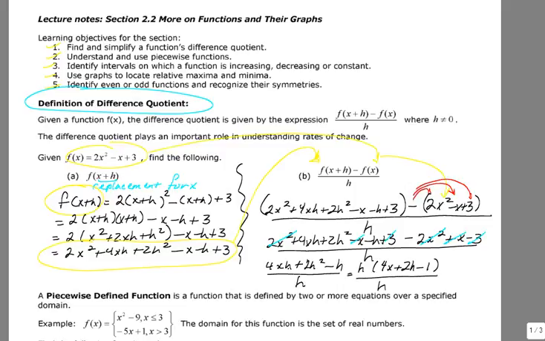Just factoring the h from here, the h from here, the h from here. Well, that allows me to cancel both the h's on the top and the bottom. It has to be factored first before I can cancel it with the h in the denominator, leaving me the simplified version being what's left in the parentheses, and I'm running out of room, but it's 4x plus 2h minus 1.